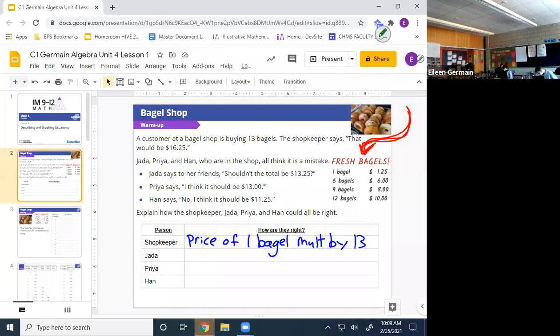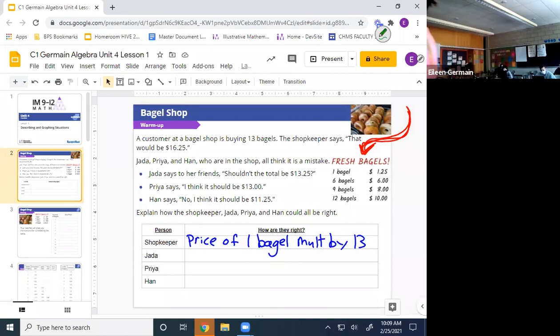Very good. We're getting into the slideshow. Let's get started. Let's get moving here. Jada, she said that the total is going to be $13.25. What did she do? What was her combination that got her to $13.25? Connor: She did 6 bagels plus 6 bagels plus 1 bagel.